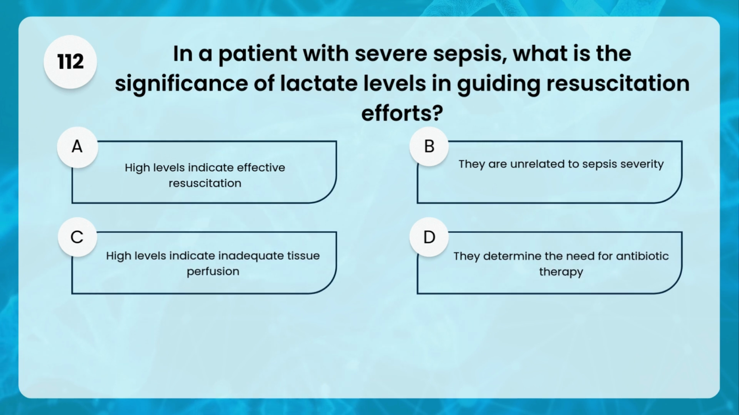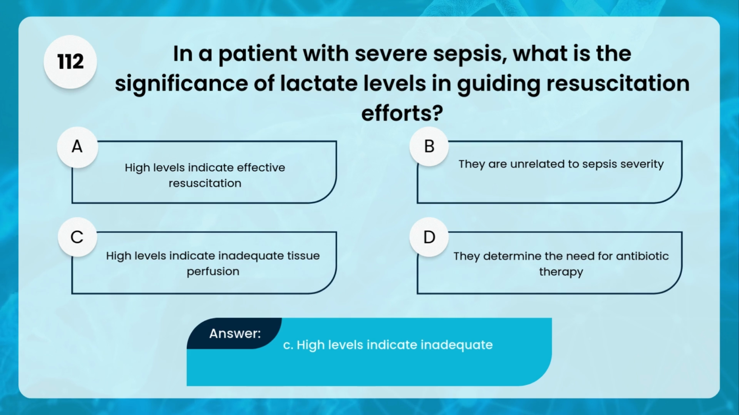112. In a patient with severe sepsis, what is the significance of lactate levels in guiding resuscitation efforts? A. High levels indicate effective resuscitation. B. They are unrelated to sepsis severity. C. High levels indicate inadequate tissue perfusion. D. They determine the need for antibiotic therapy. The answer is C. High levels indicate inadequate tissue perfusion.